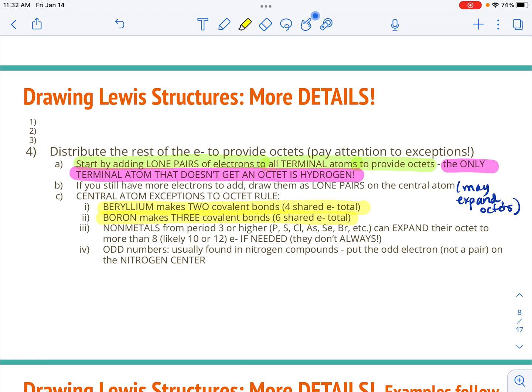So remember, please, that beryllium is stable or satisfied when it has 2 covalent bonds, which is 4 shared electrons, and that boron is satisfied with 3. Also recognize that if you have an odd number of electrons, the odd number is usually going to be because of nitrogen. If you don't have enough electrons to make even pairs, then make sure that you put the lone electron or the odd electron on your nitrogen center, and it would just be a single dot.